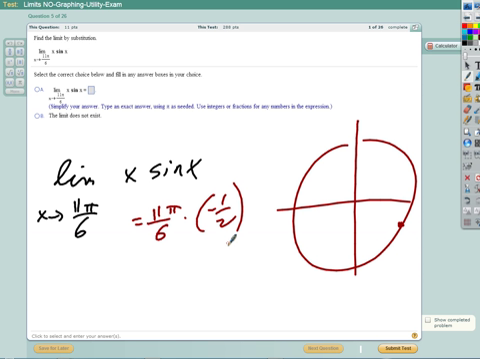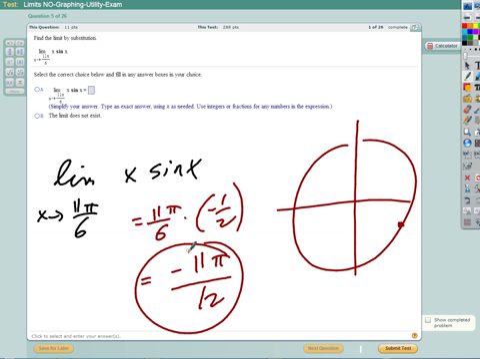Okay, so I can simplify that. So what do I get then? Negative 11/12 pi. Good. That's it, negative 11/12 pi. Okay, make sense?